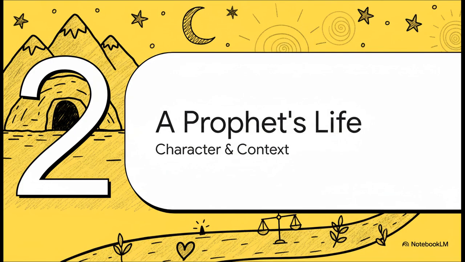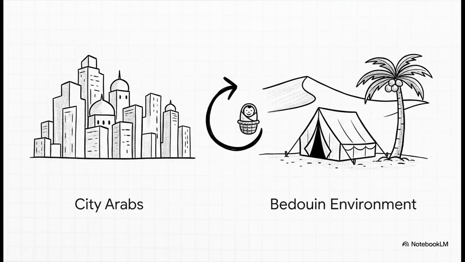So who was this man in the cave? Well, the textbook makes a point to build a picture of Muhammad's character before he became a prophet, presenting his early life almost as a preparation for the message that was about to come. And the book highlights a really interesting cultural detail from the time. It was apparently common for city Arabs, like the ones in Mecca, to send their infants to be raised by Bedouin tribes out in the desert. They believed the environment was healthier and that the language spoken there was purer. This was the world Muhammad was born into.